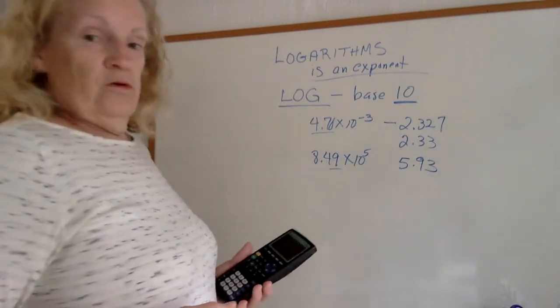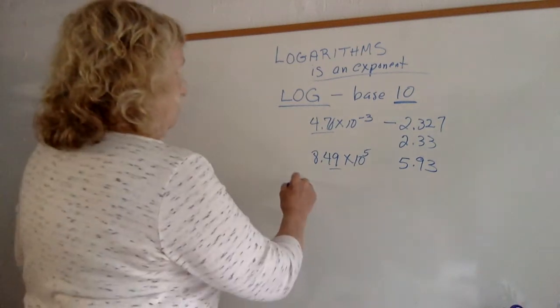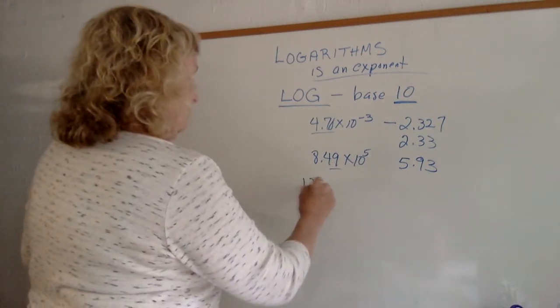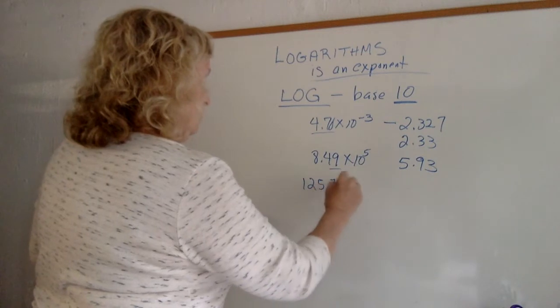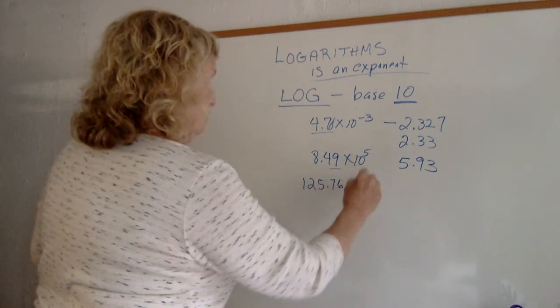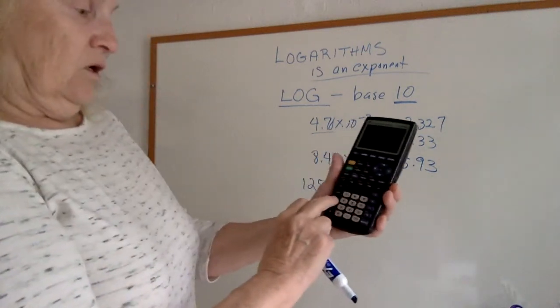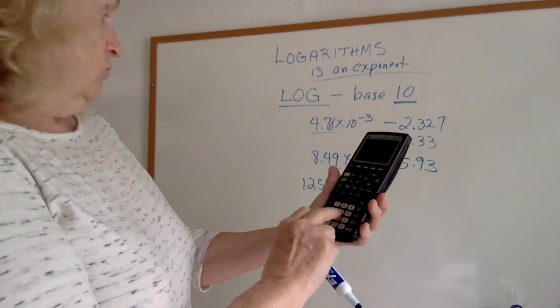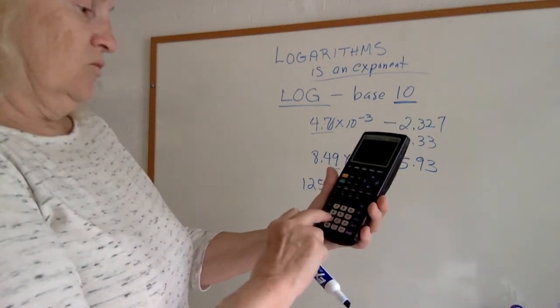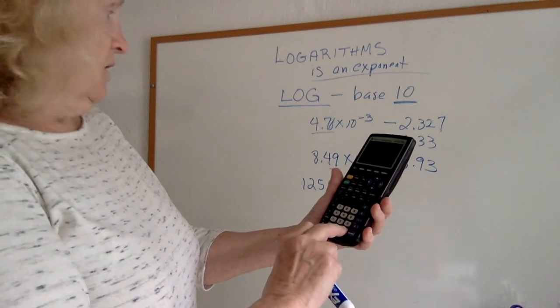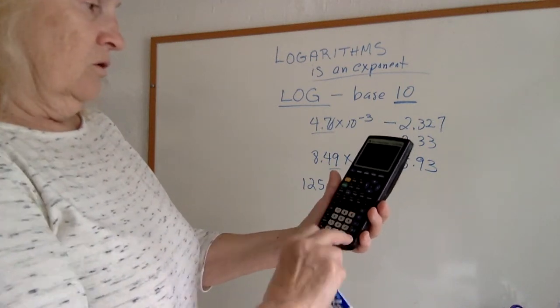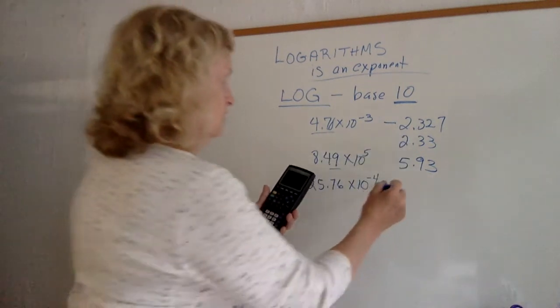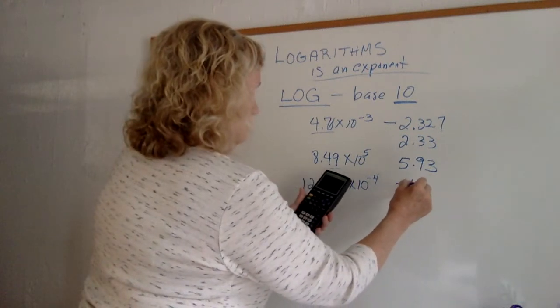And if we do one more of these, if I have 125.76 times 10 to the negative 4th, I hit log 125.76 times 10 to the negative 4th, and it is negative 1.90.